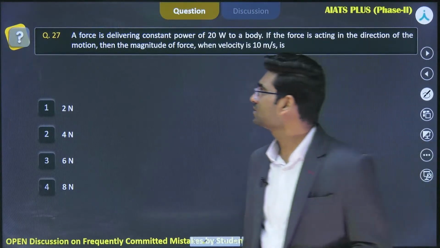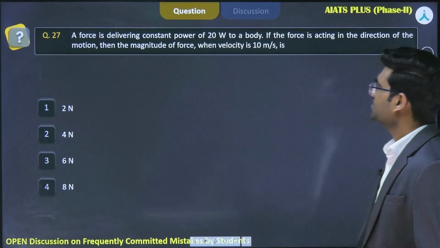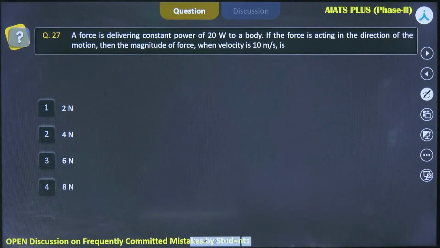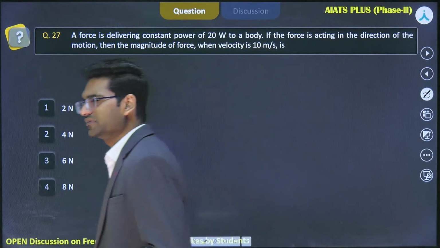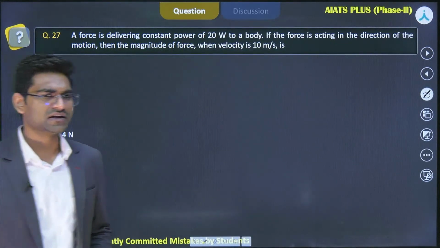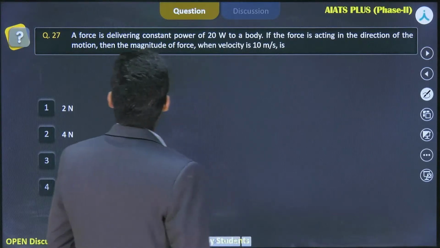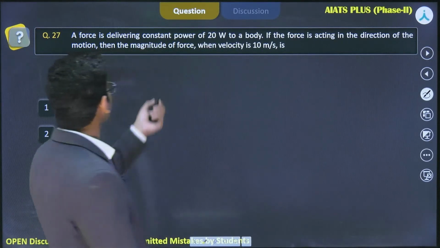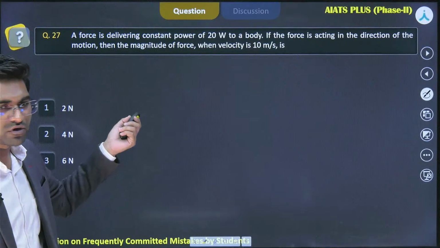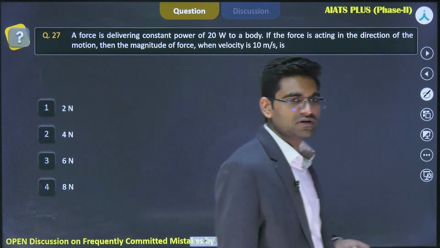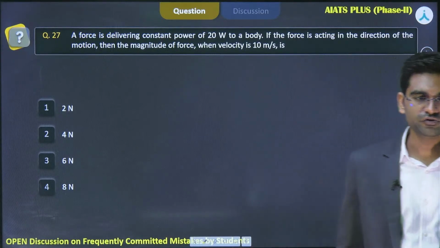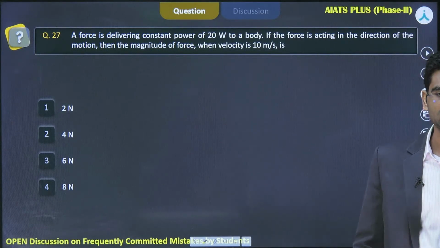This is another question. A force is delivering constant power of 20 watt to a body. If the force is acting in the direction of the motion, then find the magnitude of force when velocity is 10 meter per second. Very easy question. We have to find the force. We are given the constant power of 20 watt. We are given the velocity at some point of time. Now we have to find the magnitude of force by the formula.